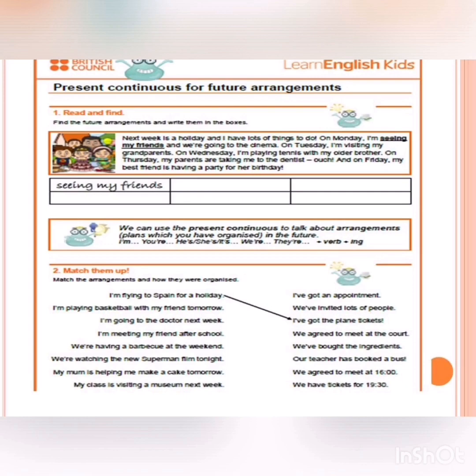So here we use the present continuous to talk about arrangements in the future, the things that we want to do with another person in future. And now the task. You should match these sentences together and look at the example. I'm flying to Spain for a holiday. I got the plane tickets.